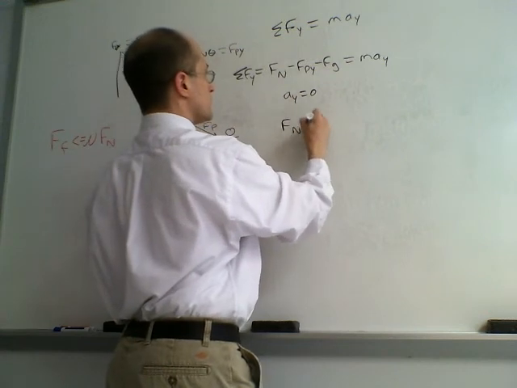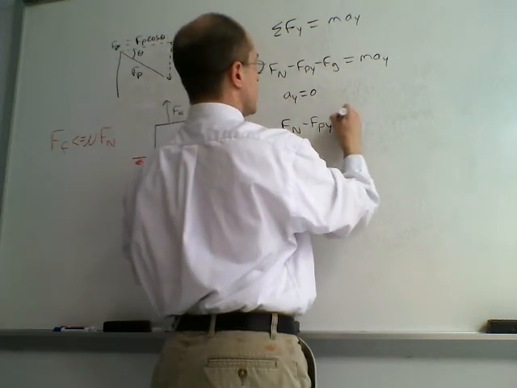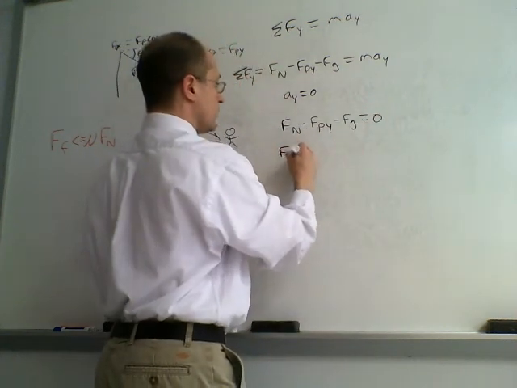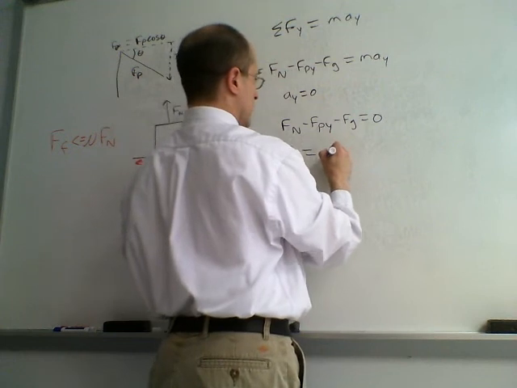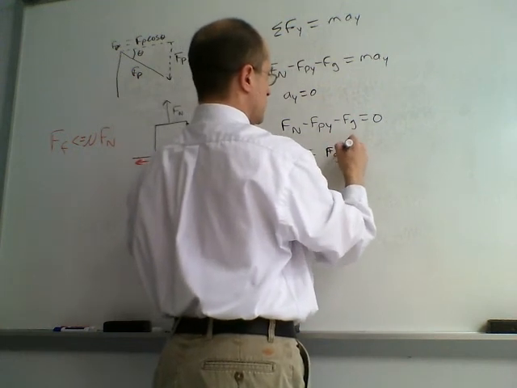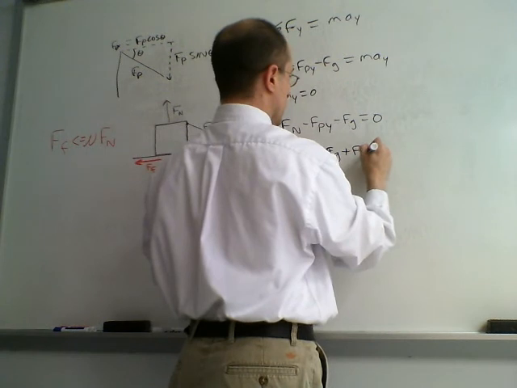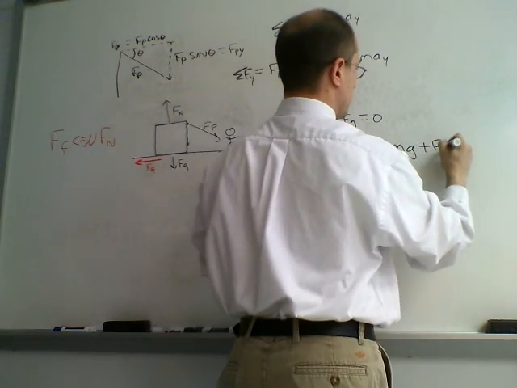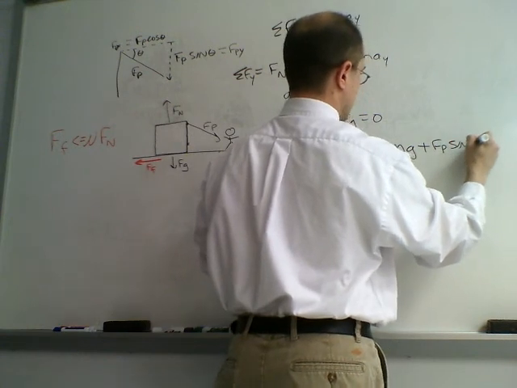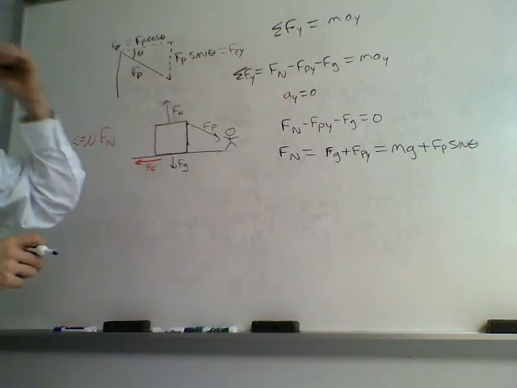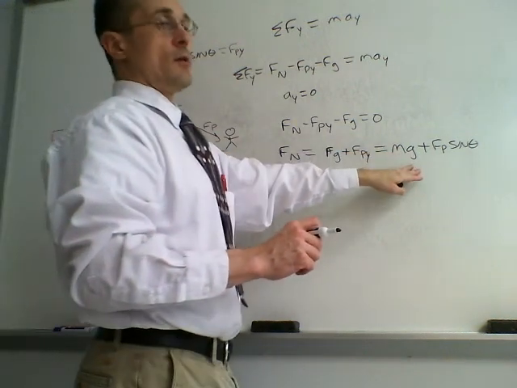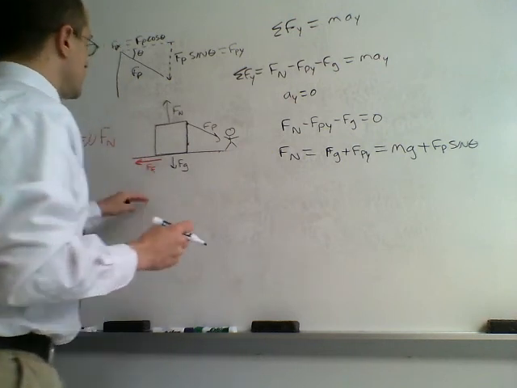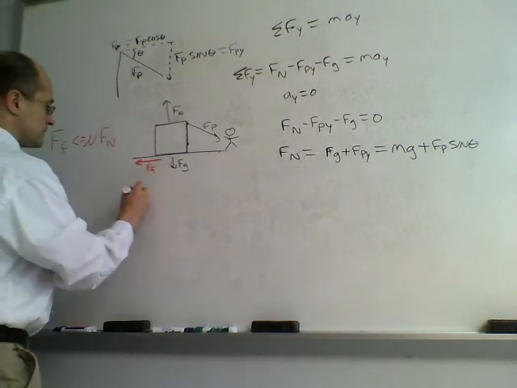So the normal force minus the force of the pull minus FG equals 0. This tells us that the normal force is equal to the force of gravity plus the force of the pull in the y, and this is mg plus FP sine theta. So we can see now the normal force has to work a little harder because we're pulling down on the box. So what does that do for us in the x?